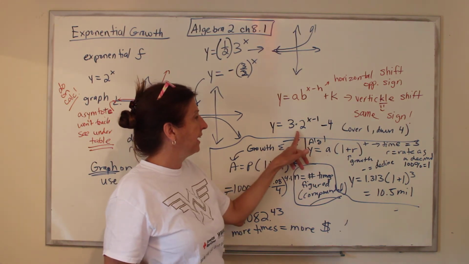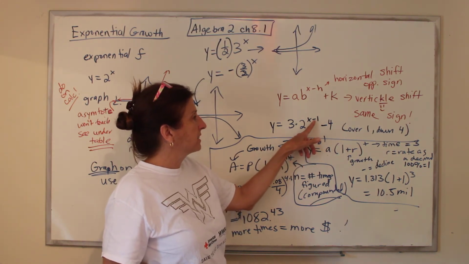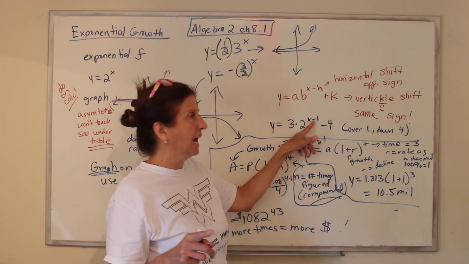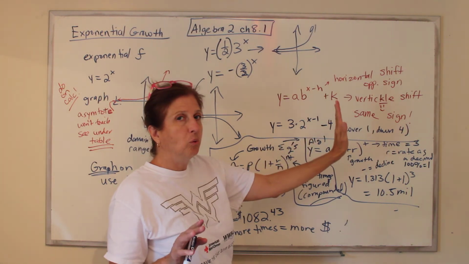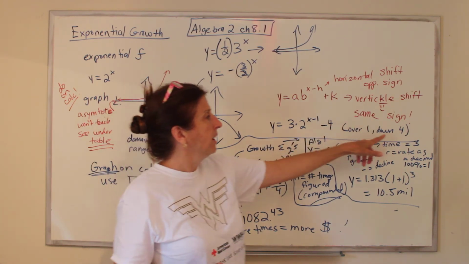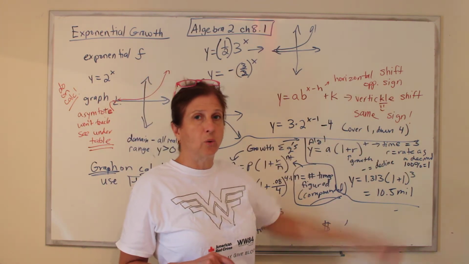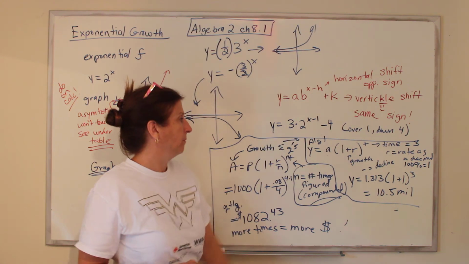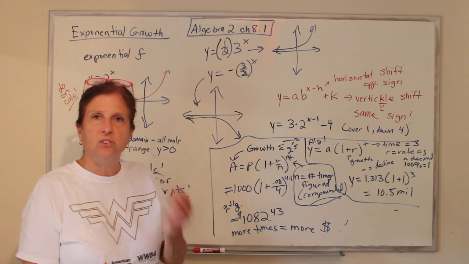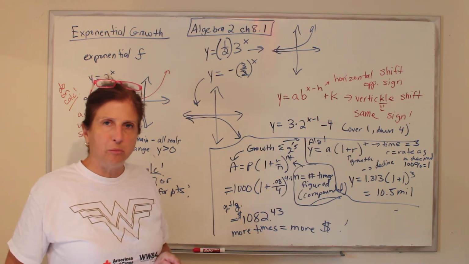So looking at this one, the horizontal is -1, so we do the opposite sign. It'll go over 1 that way. And then the vertical shift is 4, so it's going to go down 4 squares on your graph paper that way. But I want you to be able to do these on your calculator. So get it out, use it for your homework, make some pretty graphs, do me proud.